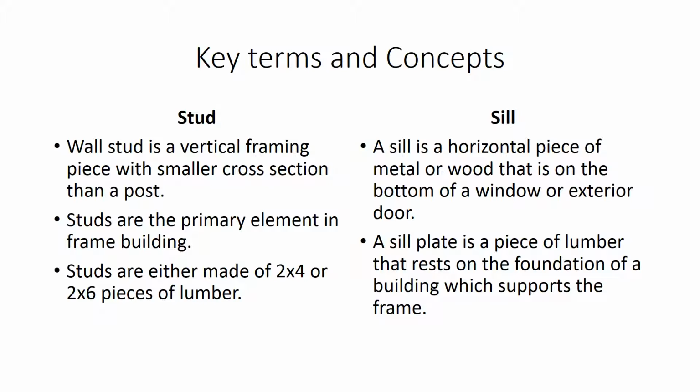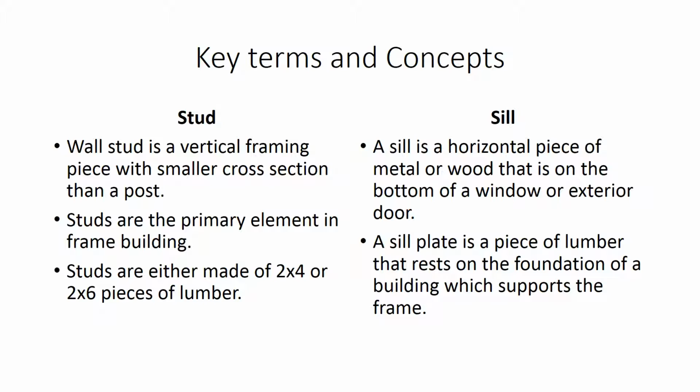A wall stud is a vertical framing piece with a smaller cross-section than a post. Studs are the primary element in frame building. Studs are either made of 2x4 or 2x6 pieces of lumber.